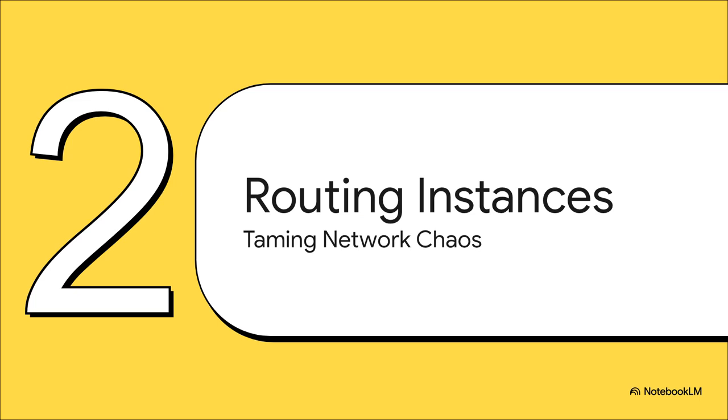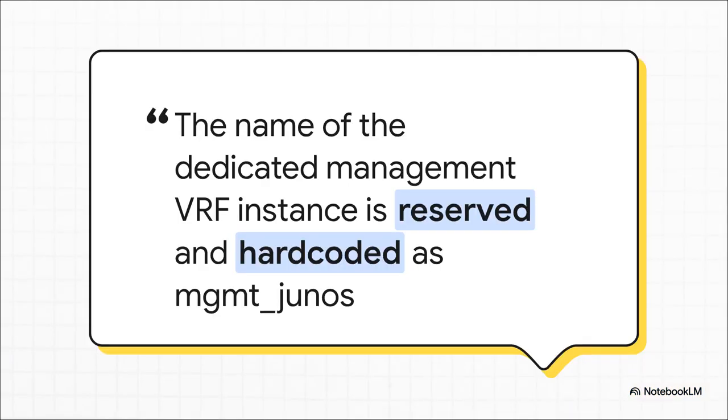Moving on to Section 2, isolating with routing instances, or, as I like to call it, taming network chaos. Once your network really starts growing, unmanaged management traffic can create absolute chaos. I mean, it gets messy. The solution here is the MGMT_Junos VRF instance. You can think of this as a private VIP lane built exclusively for your management traffic. By default, management interfaces just sit in the default routing table, sharing space with all your protocol and control traffic. But when you configure this reserved, hard-coded MGMT_Junos instance, your management traffic gets its very own secure, completely private IPv4 and IPv6 routing tables. It's a real game changer for organization.